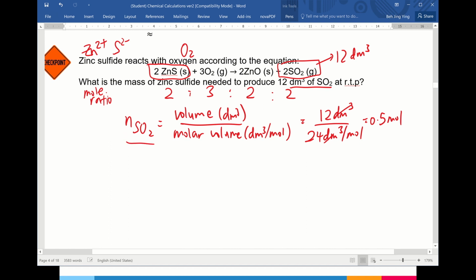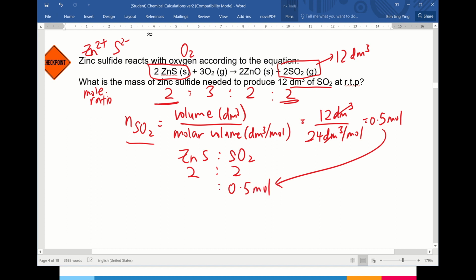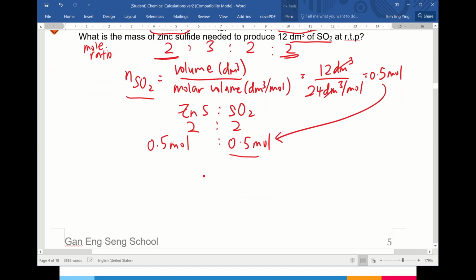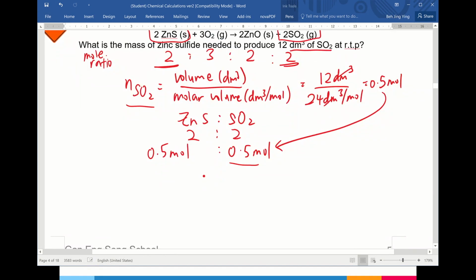So I'm interested in zinc sulfide, so I compare these two. From this equation, 2 moles of zinc sulfide will produce 2 moles of SO2. The question asks you to produce this number of moles. So to produce this number of moles, I will need 0.5 moles of zinc sulfide. I don't stop here because I'm interested in the mass of zinc sulfide.